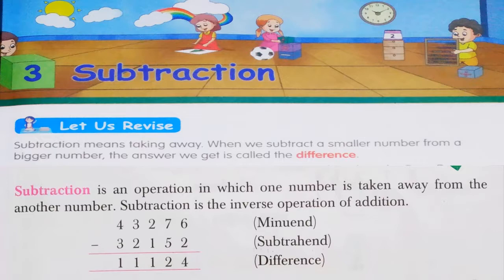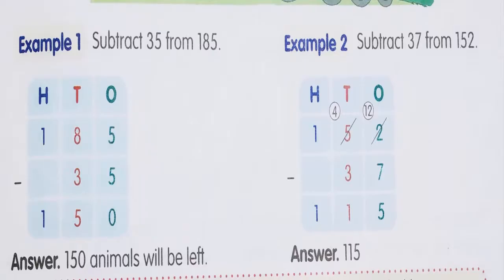Here two numbers are given, 43,276 and 32,152. So 43,276 is the minuend and the other number is the subtrahend and the answer is called the difference. Now take some examples. Example 1: subtract 35 from 185. And example 2 is subtract 37 from 152.